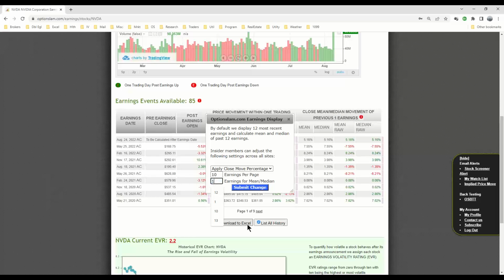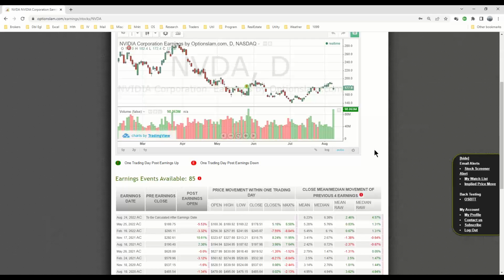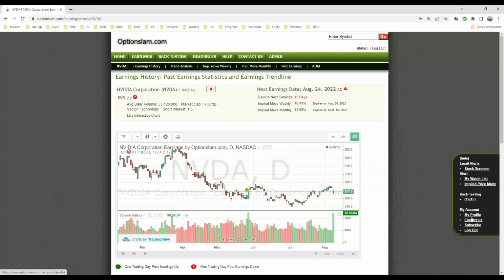So I can change this to almost any number I want. I can look back to 12, to 10, to 13. I can type in a number here if I want to. If I want to look back only 4 earnings, I can just put in a 4 there and submit that change. And it will save that change in my settings, over here in the side menu. Just in case yours is not showing, it'll be over here on the right side of the browser window. Click show, and then you will get this additional menu where you can go to your My Profile.